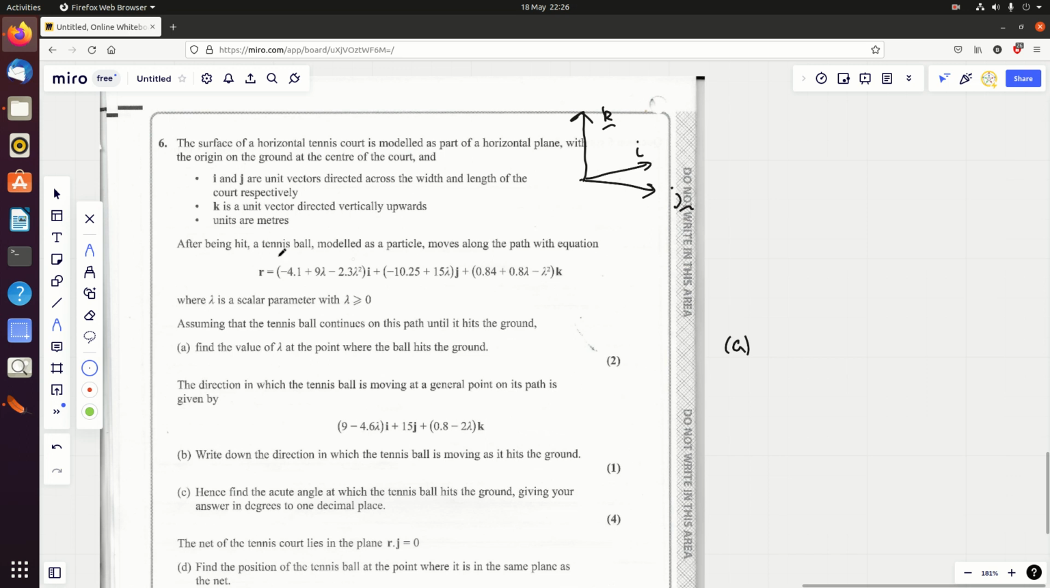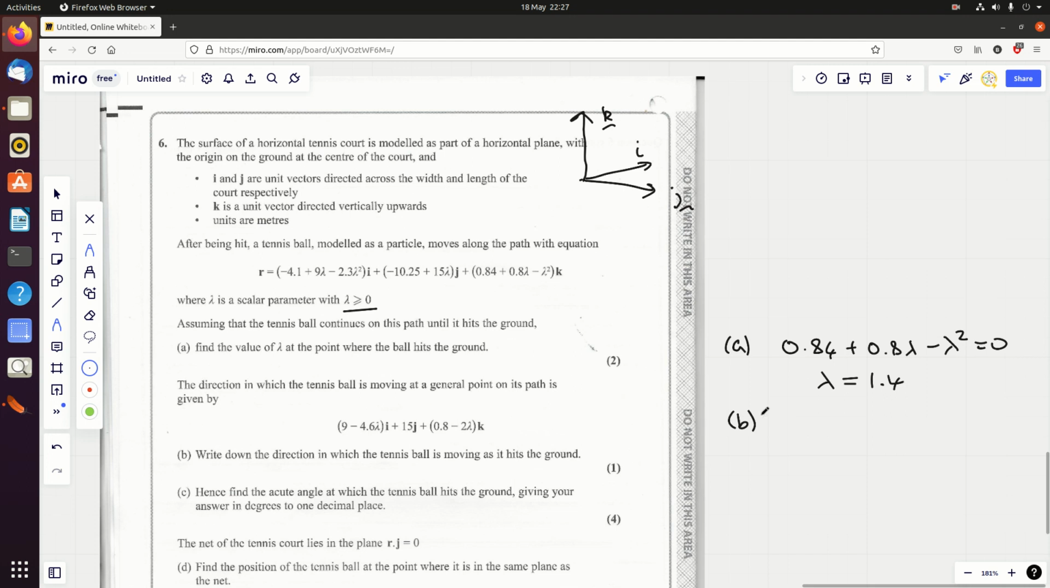Now, what have we got here? The tennis ball is hit, it travels on that path. Assuming the tennis ball continues on this path until it hits the ground, find the value of lambda when it hits the ground. Well, that's what it's going to be when the coefficient of K is 0. So I had 0.84 plus 0.8 lambda minus lambda squared equals 0. I solved it on a calculator, and the only positive value I got was lambda is 1.4. I got a negative value too, but as they say, lambda's got to be positive. So that wasn't too bad.